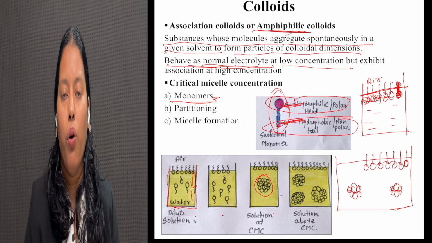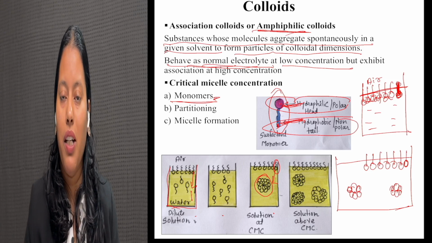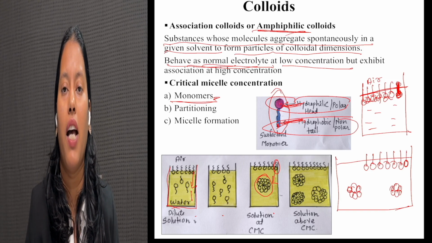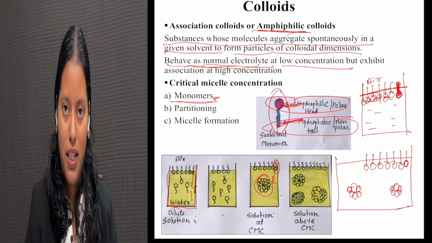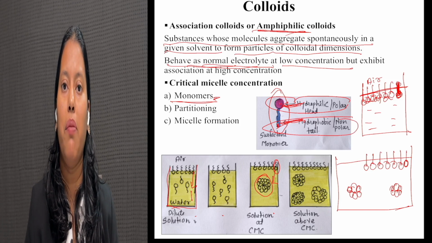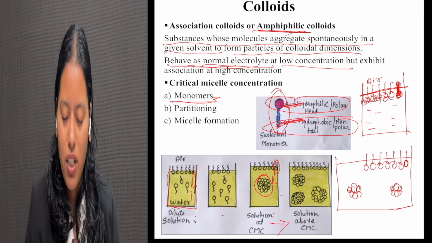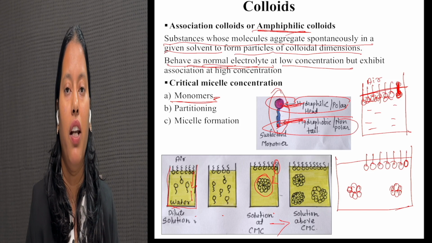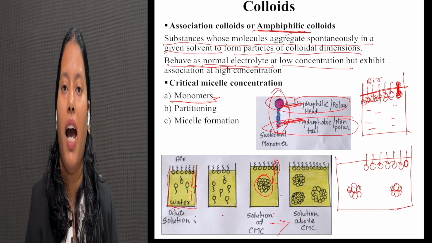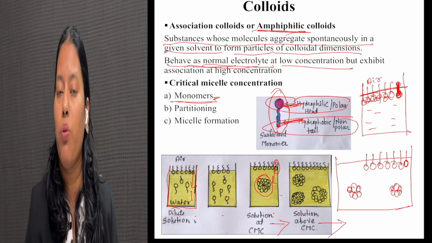So the monomers, which were individual inside the water, form clusters with each other, and this cluster is called the micelle. The concentration at which these micelles form is called the critical micelle concentration. And above this critical micelle concentration, if you go on adding surfactant into the liquid, it forms many clusters and changes the appearance of your solution from clear to turbid.